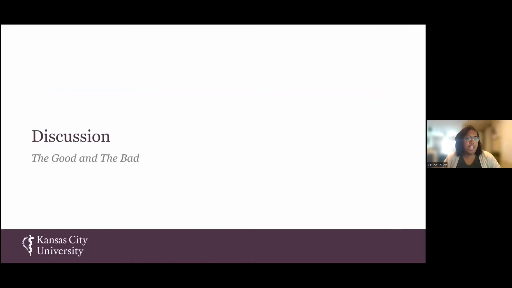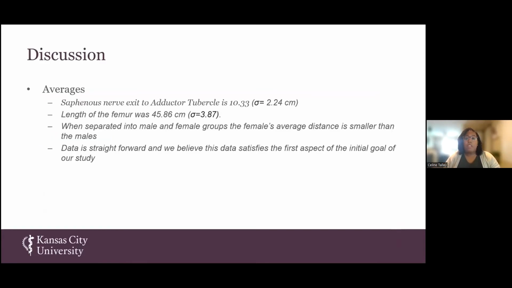Into the discussion, the good and the bad. So the average distance for the adductor tubercle, where the saphenous nerve exits the vasto-adductor membrane, was 10.33 centimeters with a standard deviation of 2.24 centimeters. And the average length of the femur was 45.86 centimeters with a standard deviation of 3.87.